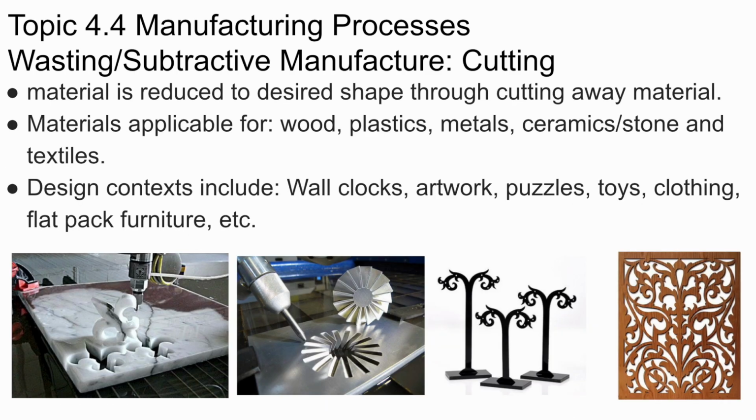The kinds of design context you'd see for cutting away material would be things like wall clocks or artwork or puzzles, toys, clothing. It can be an infinite number of products, flat pack furniture. The types of materials you use when you're cutting would be something like wood, plastic, metals, ceramic, stone, textiles. And again, it could be almost anything.